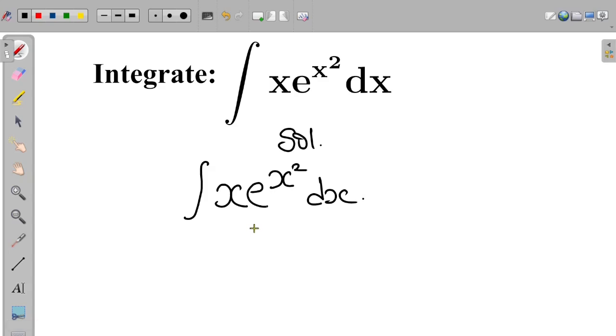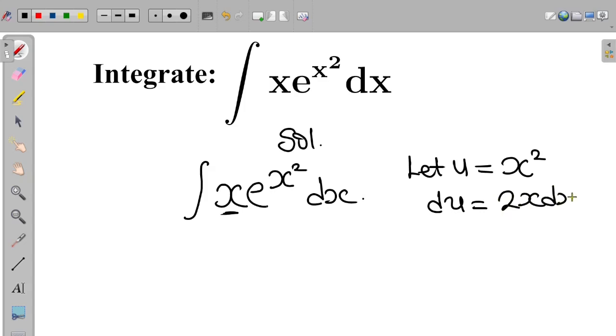make a simple substitution. So we can let u be equal to x squared. This is because when we differentiate u with respect to x, we are going to have 2x, and the x there can cancel out this x here. So we have that du will be equal to 2x dx, and dx is equal to du divided by 2x.